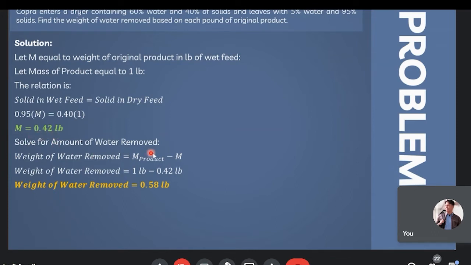Then solve for the amount of water removed. That is simply the weight of the water removed is equal to the mass ng product natin minus yung mass ng moisture natin. So, weight of the water removed is equal to 1 pound minus 0.42 pounds. So, yung moisture na na-remove natin doon sa product natin is equivalent to 0.58 pounds.